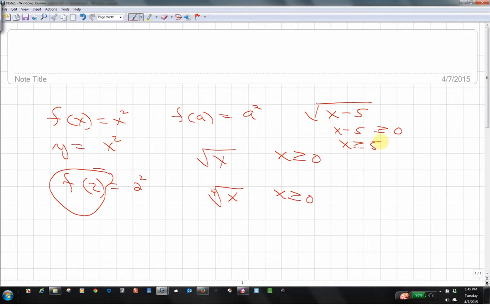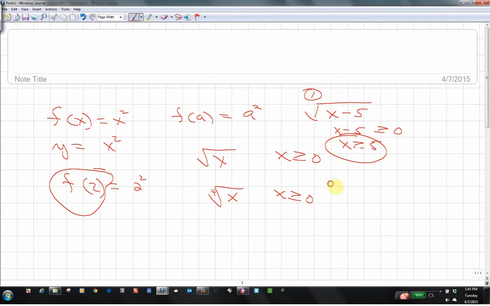And sure enough, if you look at the square root, you can see that I can't put a 4 in there. 4 minus 5 would be a negative 1. No negative square roots. So this just tells me what the domain will be. The only values I could use in there would be values of x that are greater than or equal to 5. That's one of the limitations I have when I have square or fourth roots.